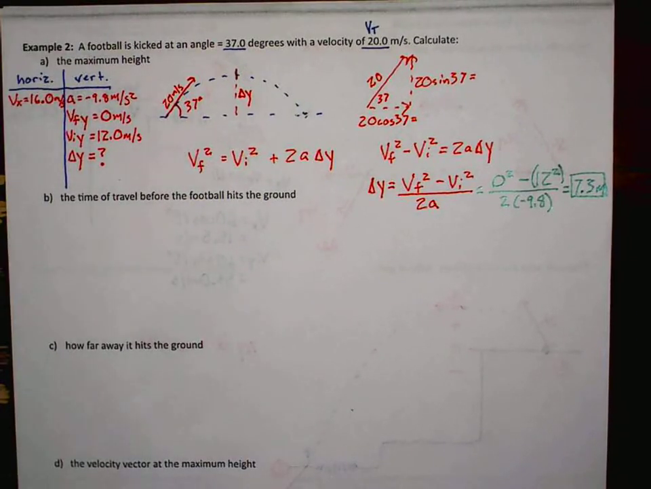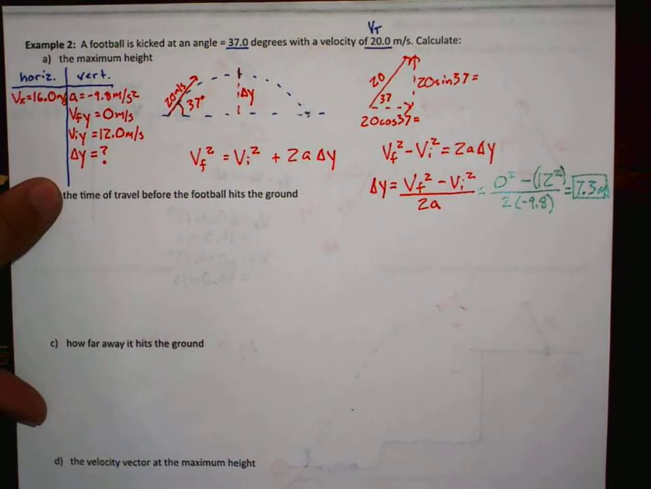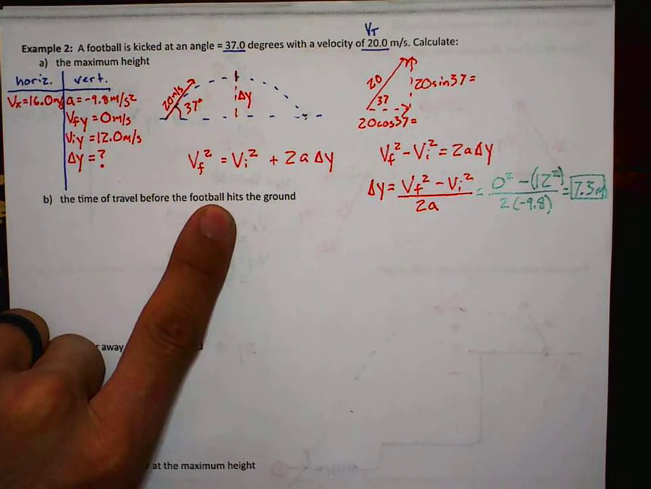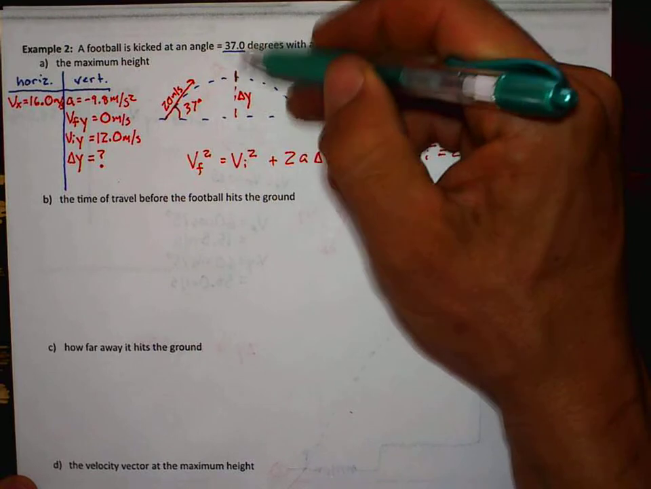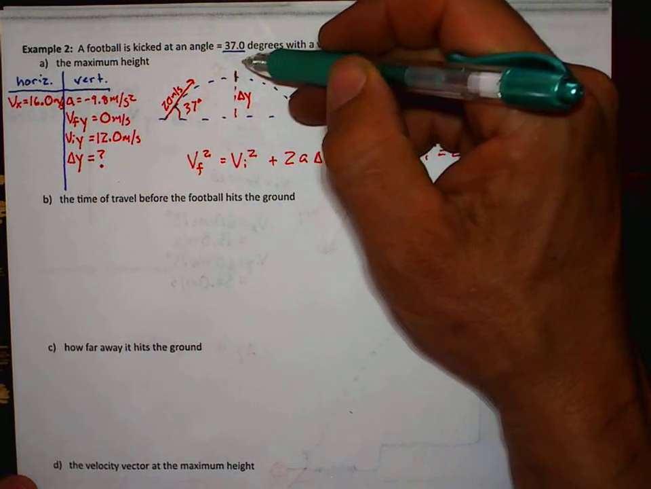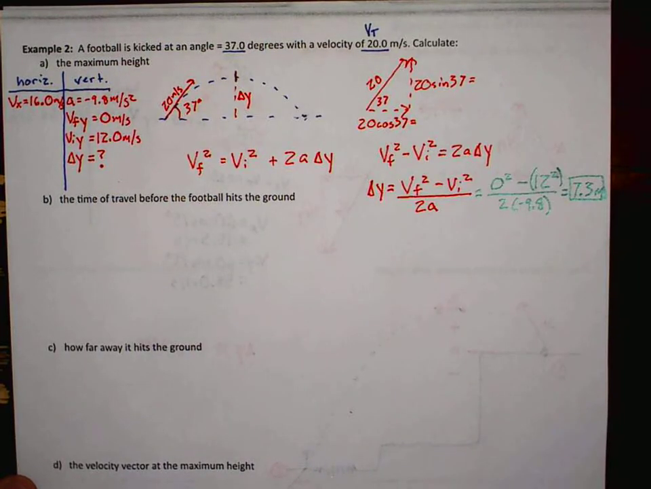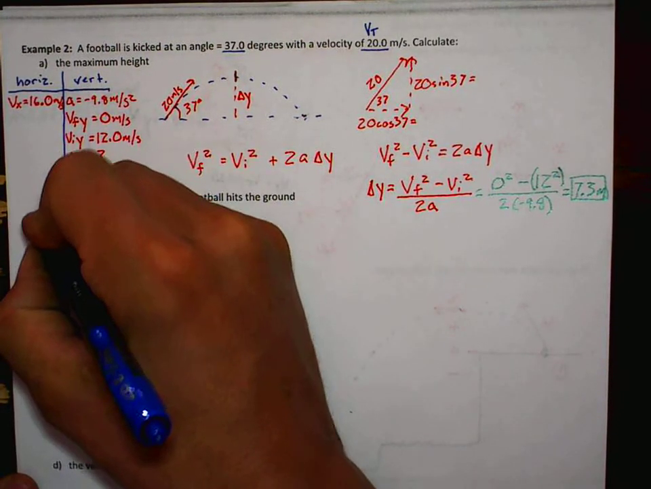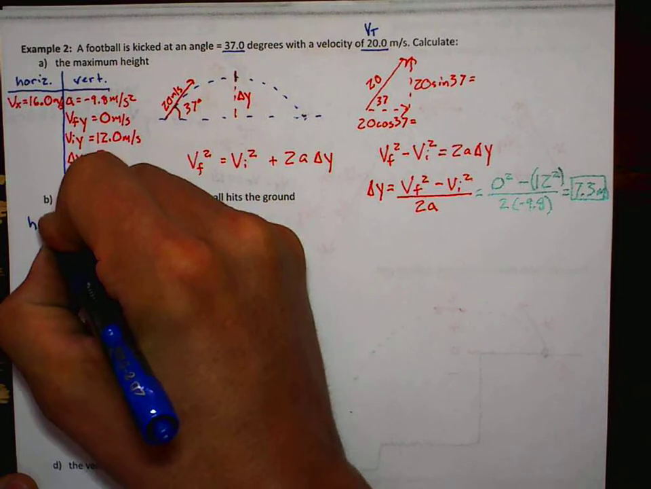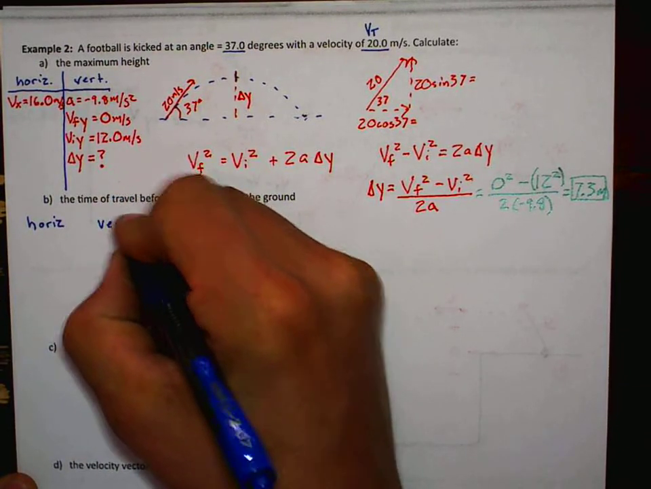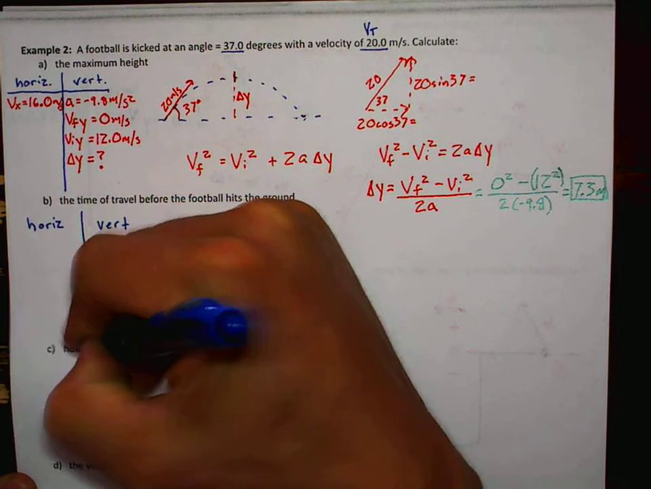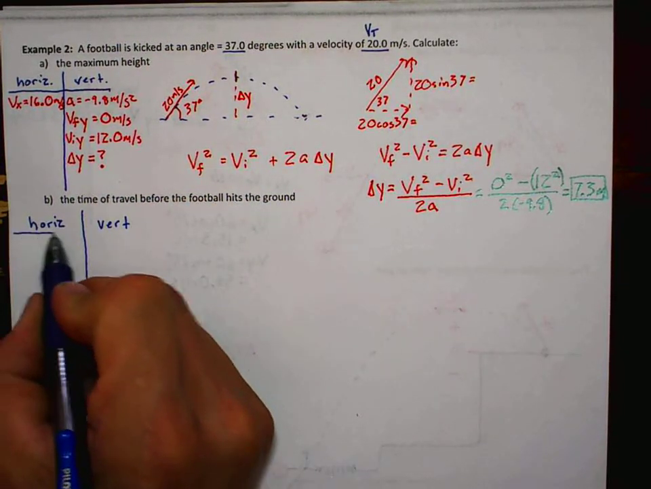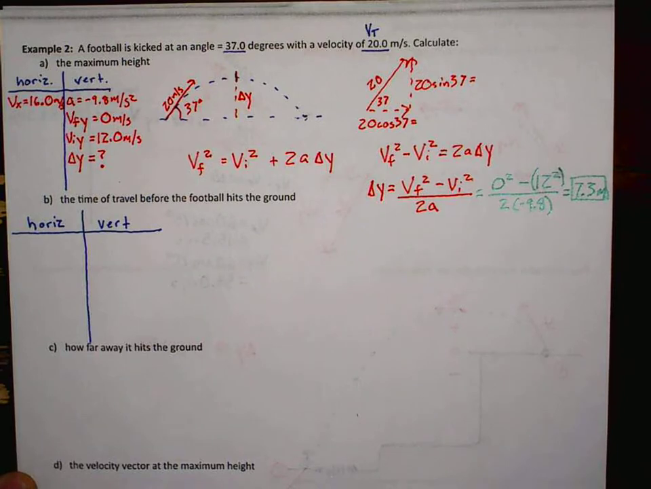Let's do one more part at least together. All right, the time of travel before the football hits the ground. Okay, we're not talking about this point anymore at the top. So we do kind of need to make a whole new chart. All right, it's kind of a pain, but it doesn't take that long. So let's do it. Horizontal, vertical. Since we're talking about a different time and a different point in space, we really should probably do another one. Okay, some of these things are going to stay the same.